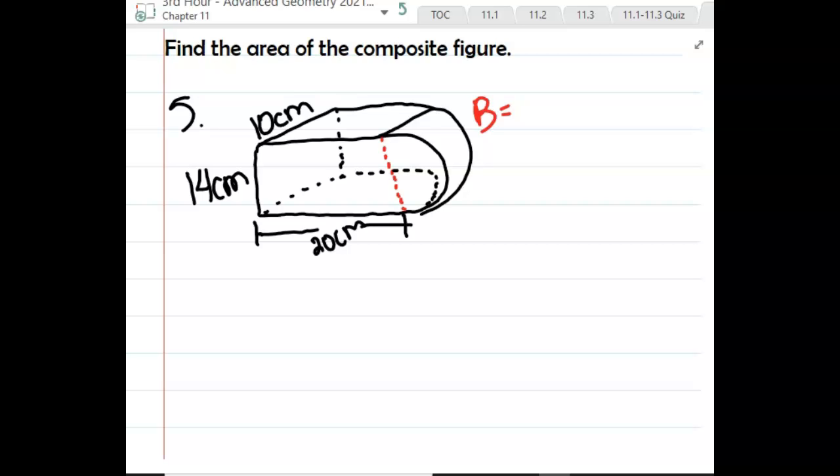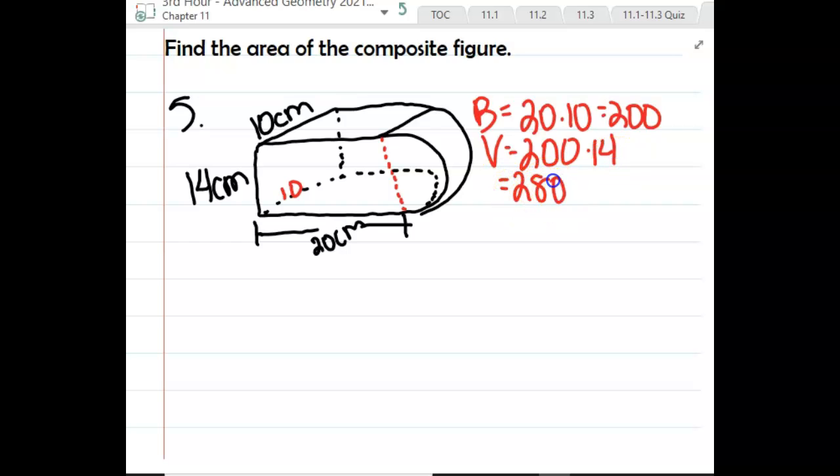20 times, what would it be? The bottom? It'd be 10, right? It'd be 20 times 10, which would give you 200. So that's the base, the bottom. Now those who are saying 20 times 14, you totally could, but that would put the front as the base, which is fine, okay? But if we wanted the bottom, then to find the volume, we would take 200 times, if I have the bottom as my base, how tall is it? 14, so we would get 2,800.